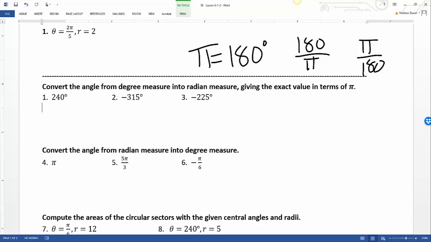So if I have 240 degrees over 1, I have degrees on the top. So for it to cancel out, I need to multiply by the one that has degrees on the bottom. We call this dimensional analysis. So the degrees as a unit cancel out, and then all I have to do is just reduce this. So the zeros, so 10 cancels out, 24 over 18, that's 6. So that'll be 4 pi over 3.